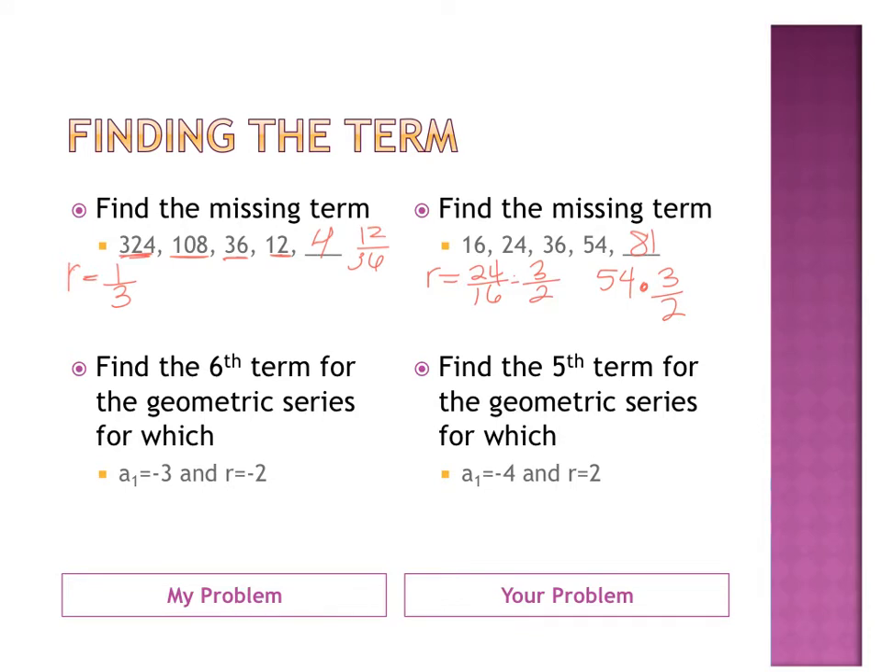Yes, I can always use the second term divided by the first term to find my common ratio. I can actually use any two consecutive numbers, like the third divided by the second, or the fourth divided by the third, to get my common ratio.